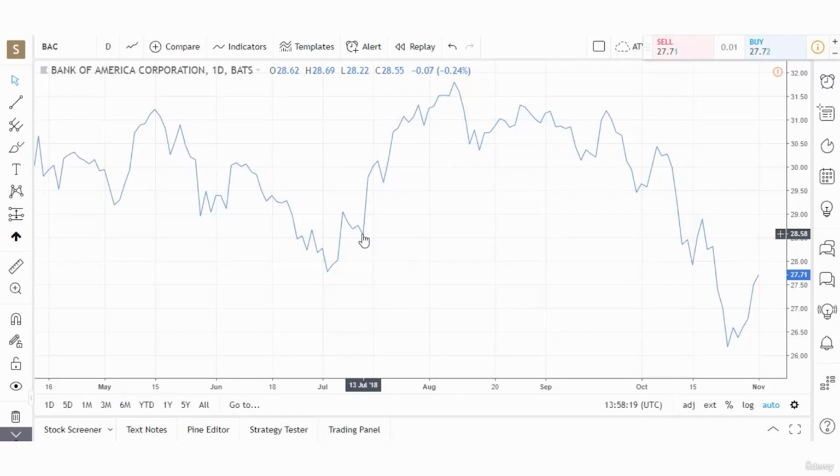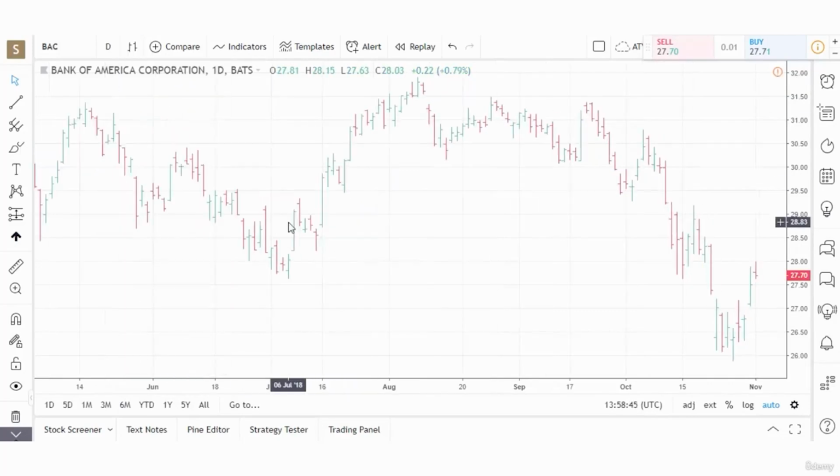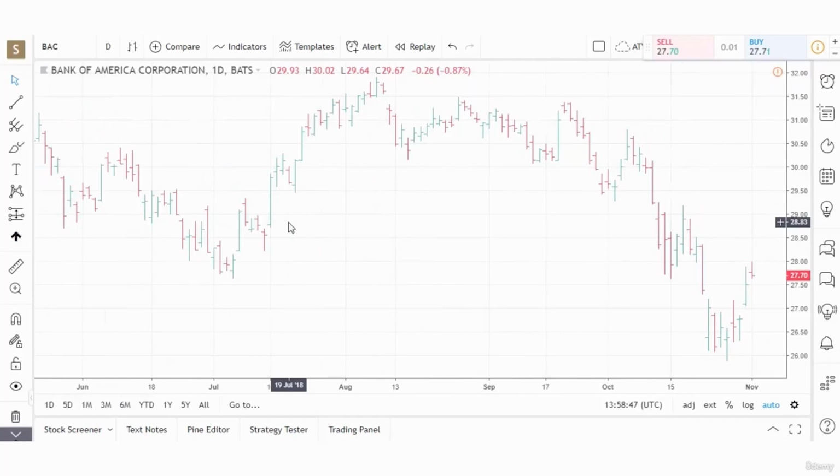This will be true on all the types of charts we look at, on the line chart, the bar chart, and the candlestick chart, that it will give you the day at the bottom and the open, high, low, and close at the top. So now let's look at a bar chart. I'm going to zoom in a little bit so we can see the bars.